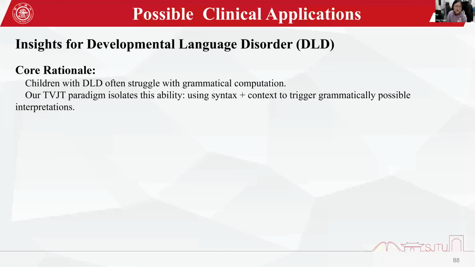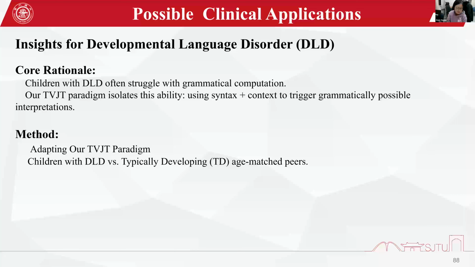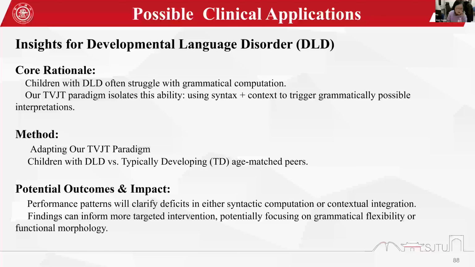Our results can also have some possible implications for clinical applications, with insight for the study of developmental language disorder. We know that children with DLD often struggle with grammatical competence. Our truth-value judgment task paradigm isolates syntax and context. We think it can help to trigger grammatically possible interpretations. So we can simply apply this paradigm, comparing children with DLD versus typical children. The potential outcome and impact is that performance patterns should clarify deficits in either syntactic computation or contextual integration. Findings can inform more targeted interventions, potentially focusing on grammatical inflexibility or functional morphology.